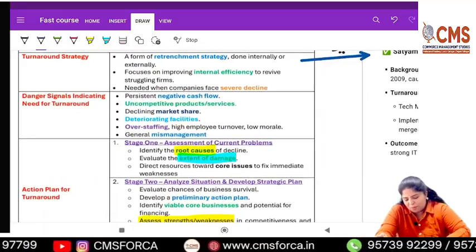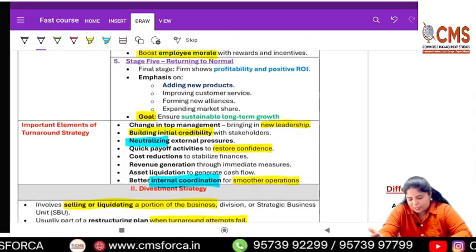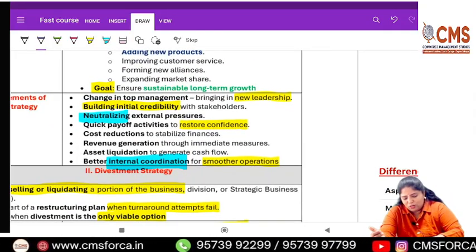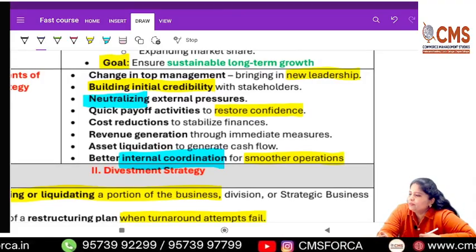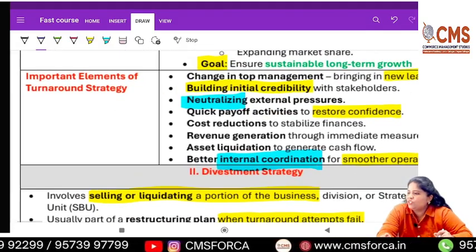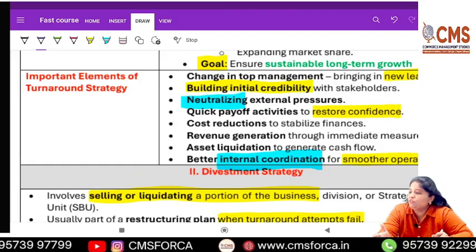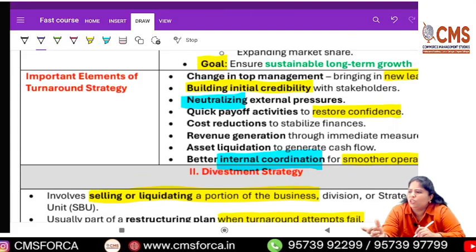So that's about turnaround strategy. We have completed. So can you see the points here? Can you see the points I made here? These are elements of turnaround strategy which can ensure that the turnaround strategy goes successful. Focus on the highlighted points and the points which are in bold.